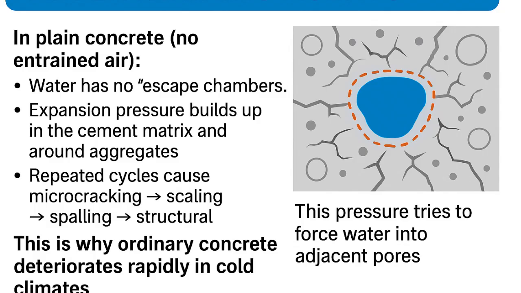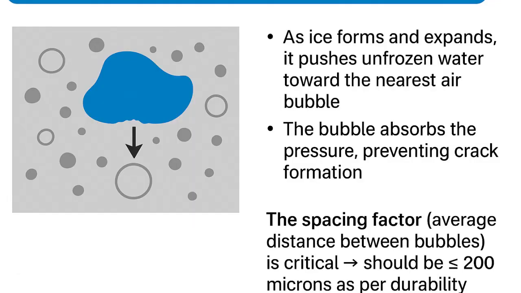Now, what is the role of air entrained bubbles? They provide space to release this pressure. Air entraining agents create uniformly distributed micro-bubbles. During freezing, these bubbles act as pressure relief valves. As ice forms and expands, it pushes unfrozen water toward the nearest air bubble.